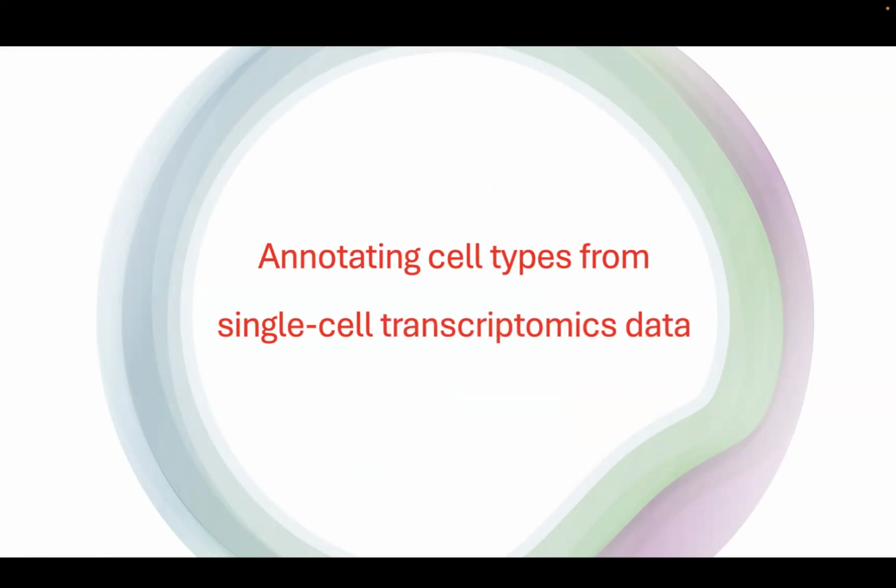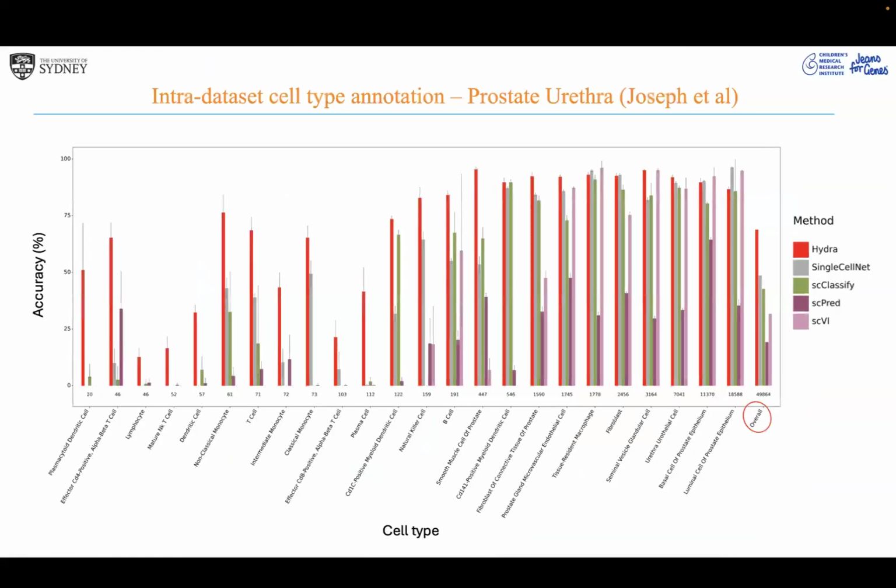Next, I want to talk about annotating cell types from single cell transcriptomic data. So first, I'm showing you an intra-dataset cell type annotation from a processed urethra dataset. What I mean by intra-dataset cell type annotation is I'll be splitting the dataset into train and test, training on train data and testing on test. So this is intra-dataset cell type annotation.